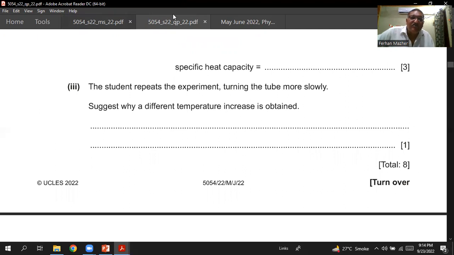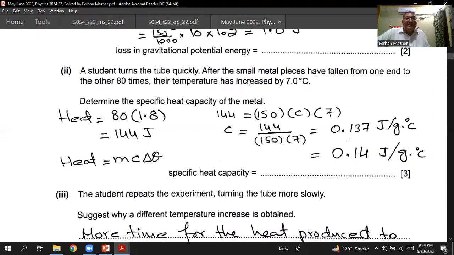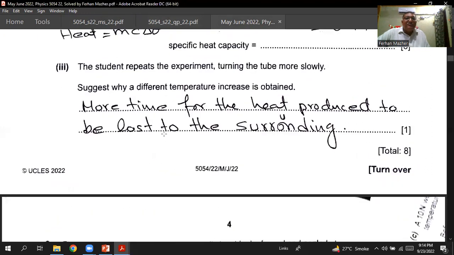So the rise in the temperature of the metal or the tube will become less, because the tube will get enough time to cool down by losing its heat to the surrounding. So let's see what I have written. My answer is more time for the heat produced to be lost to the surrounding. So that is question number 2. We are done with this.